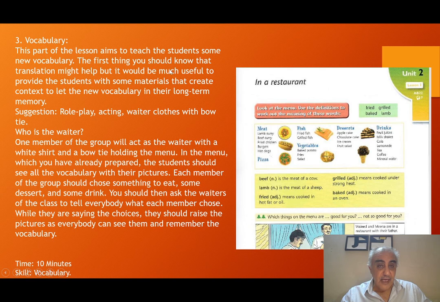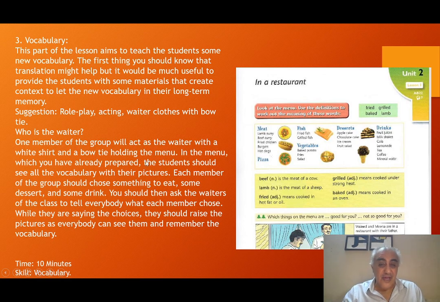The translation might be useful to provide, but it would be much better to let them try to understand the meaning of these words by guessing, by creating some context. How? What is the context? The context here is that I suggest to create an activity, role play, acting, or waiter clothes with a bow tie. Okay, this is just a suggestion.